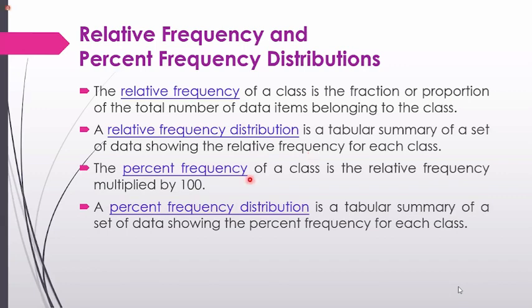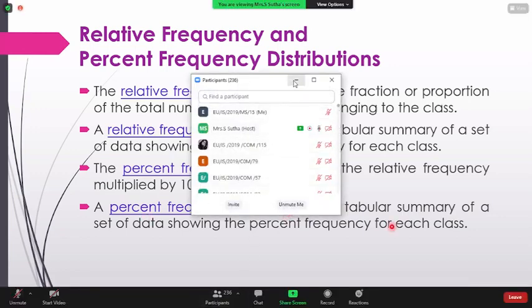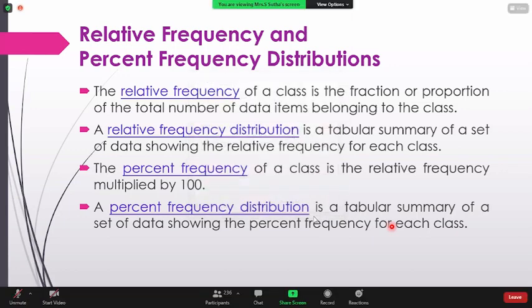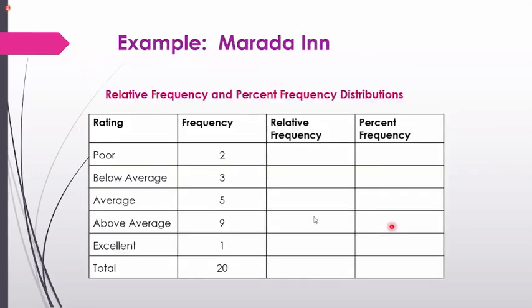Then the percent frequency of a class is the relative frequency multiplied by 100, right? If a frequency is given in the percentage, right? That means when the relative frequency is multiplied by 100, then that frequency is called percent frequency. Similarly, the percent frequency distribution is a table which provides the data showing the percentage of the frequency for each and every class, right? Then now complete this table quickly. Relative frequency and percent frequency.